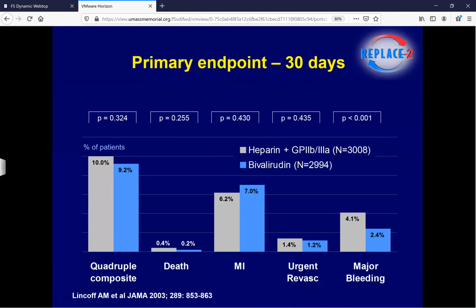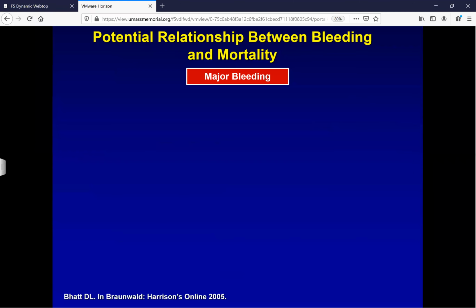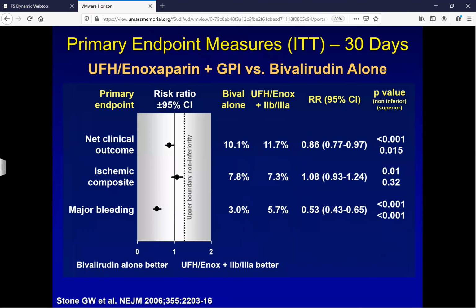And before I go over bivalirudin, I want to go over the Cangrelor first. So let me just go quickly to Cangrelor.